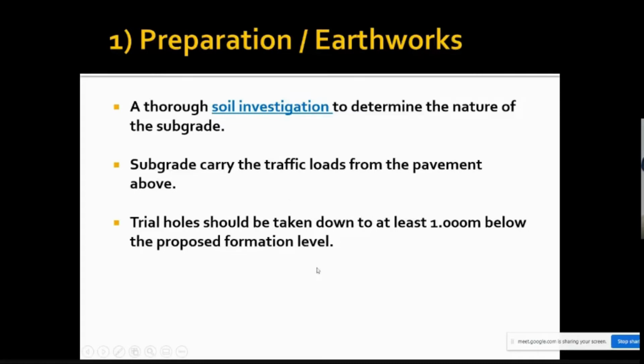I'm not going to open the hyperlink here. Soil investigation is something you guys are going to learn next semester in semester 4. Basically, typically for soil investigation, they will test the bearing load of the soil, how stable or unstable the soil is, or whether you need to do improvement of the soil. All of that is in soil investigation. Subgrade carries the traffic loads from the pavement above.